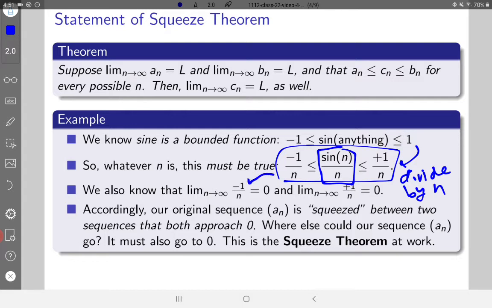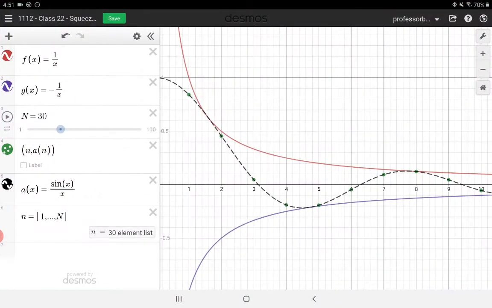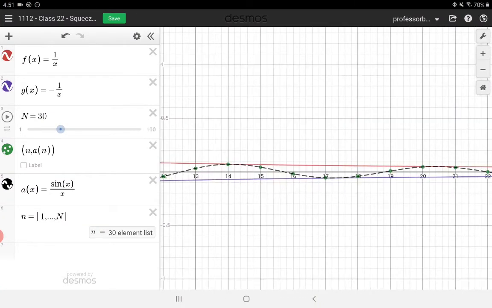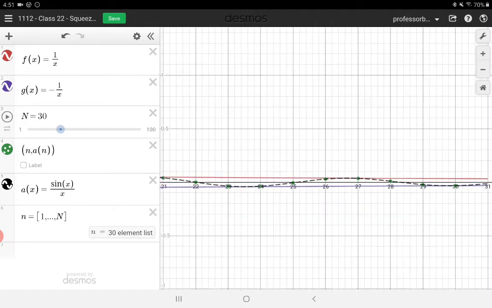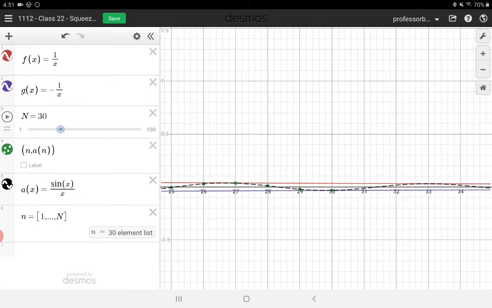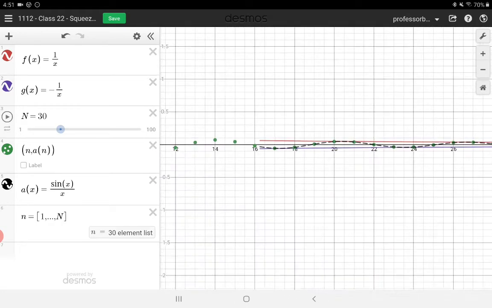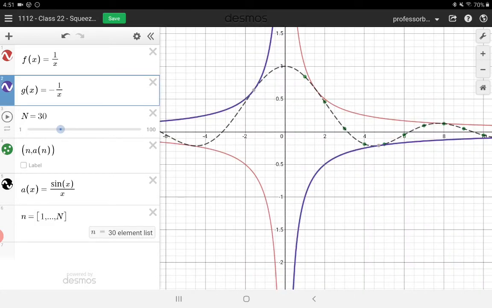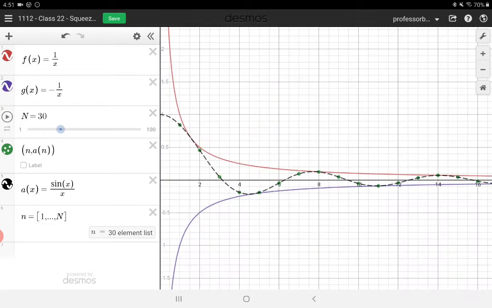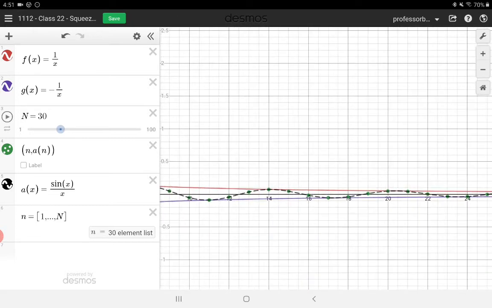Isn't it true that -1 over n goes to 0 and +1 over n goes to 0? Look back at the graph. The red curve, 1 over x, that's shrinking down to 0. So as I keep scrolling to the right, that's going to asymptotically approach the x-axis, y equals 0. And likewise, the blue curve, -1 over x, that's just the mirror image of it underneath. So that's also going to approach 0 upwards from below as opposed to downwards from above.